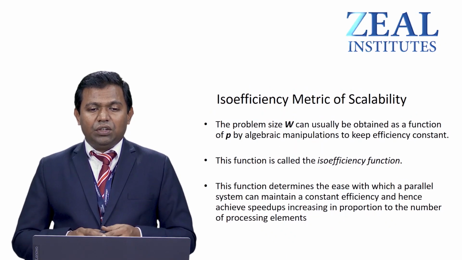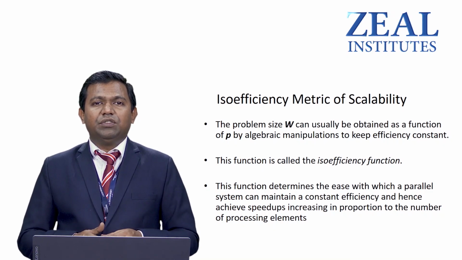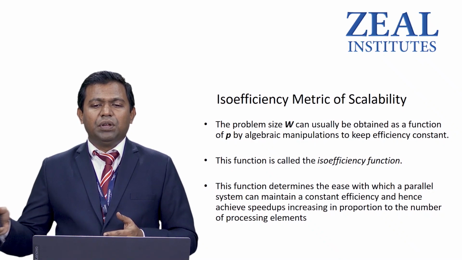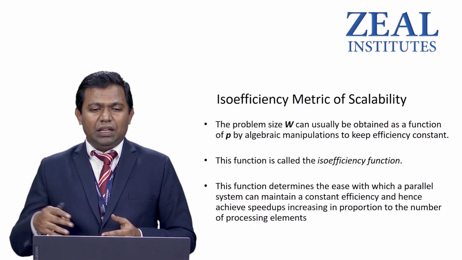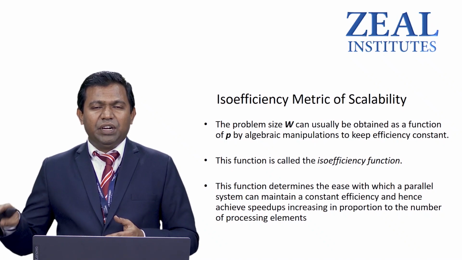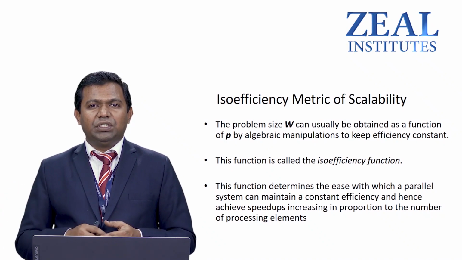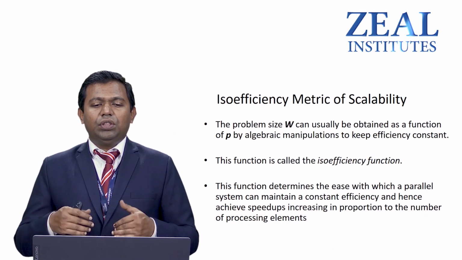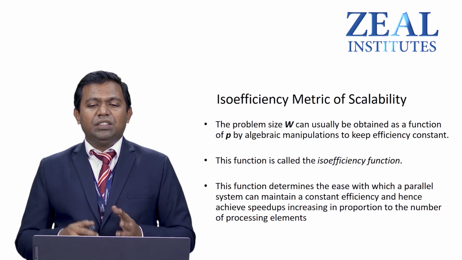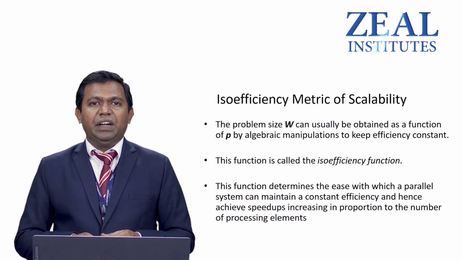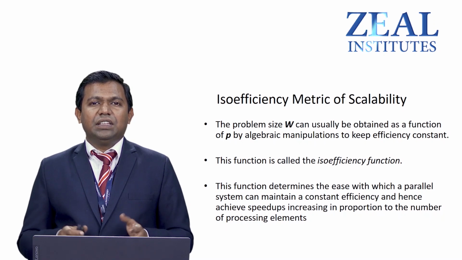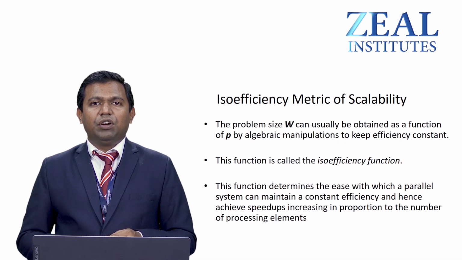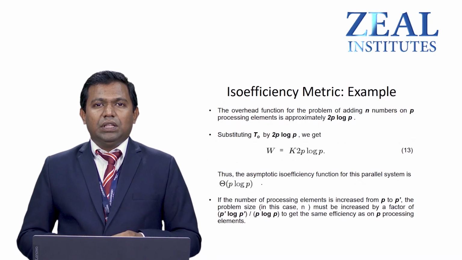Your problem size W can usually be obtained as a function of P by algebraic manipulations to keep your efficiency constant, and this function is generally called the isoefficiency function. This isoefficiency function determines the ease with which a parallel system can maintain a constant efficiency and hence achieve a good speedup, which is increasing in proportion to the number of processing elements. That's it. Thank you.